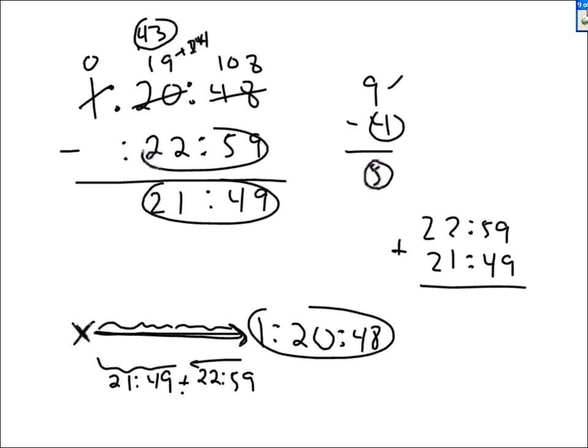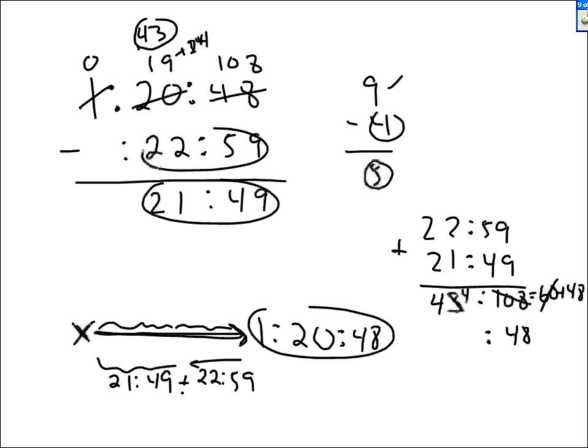59 and 49 is 108 minutes. And when I add this up, I get 43 hours. Okay. Well, I can carry over. I can take 60 minutes from here, and put the hour there, and then I have 48 minutes left over. I converted 60 of these minutes. 60 plus 48 is 108. I took the 60 minutes and I carried it over.